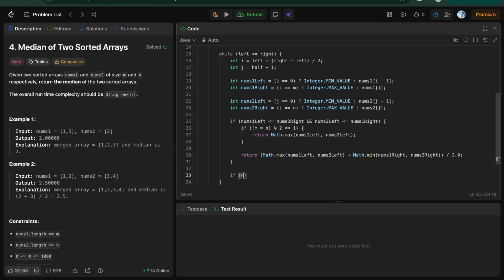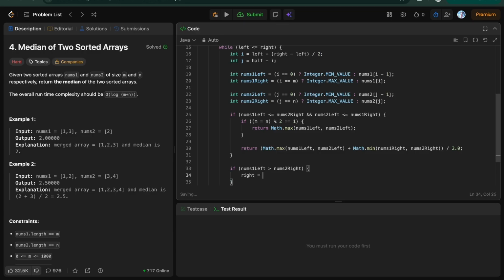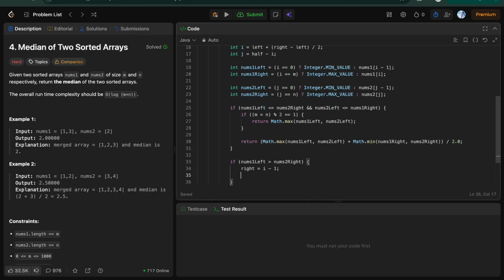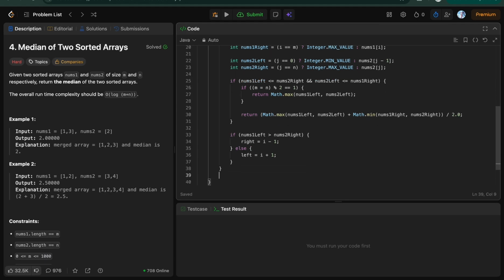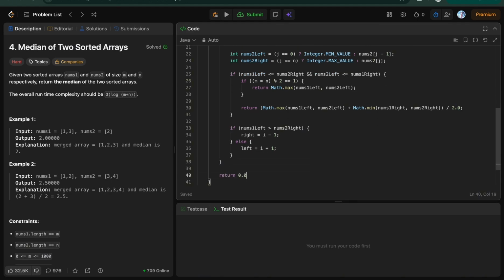Now if nums1Left is greater than nums2Right, then we're going to have right equals i minus 1, else left equals i plus 1, not minus. And then that should be it, and then we return 0.0.